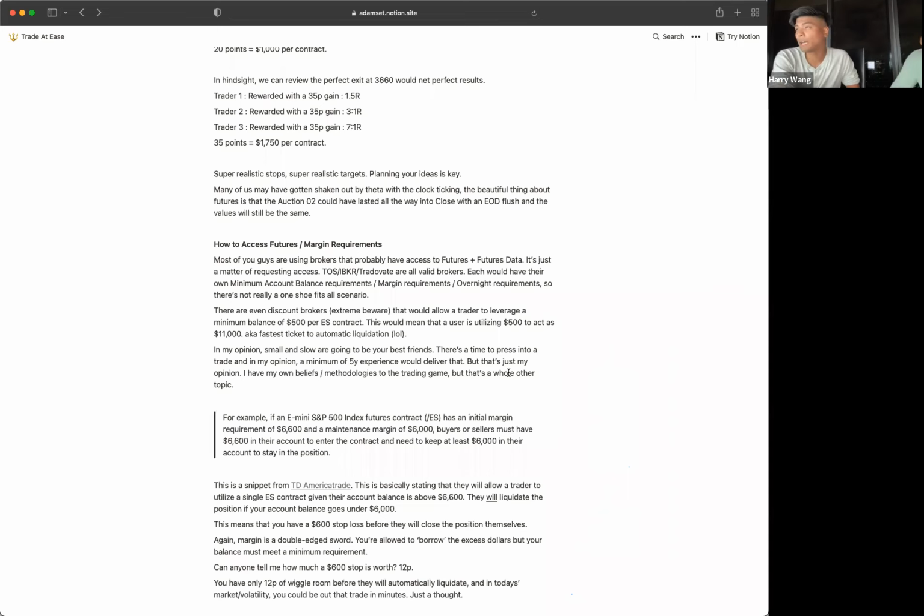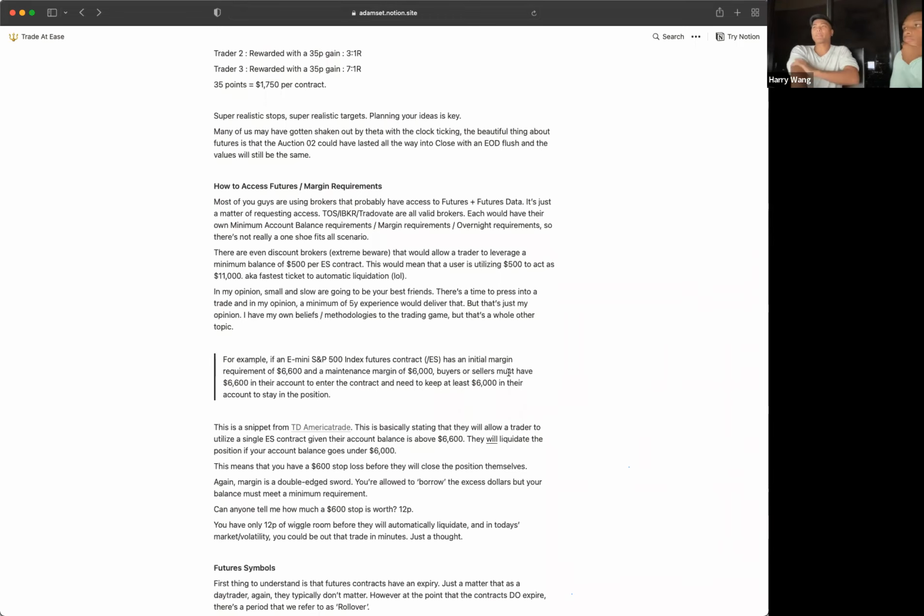Okay, so how to access futures and the margin requirements. Most of you are using brokers that probably have access to futures and futures data. It's just a matter of requesting it. Thinkorswim, Interactive Brokers, TradeAtEase, they're all valid brokers. Each would have their own minimum account balance requirements, margin requirements, and overnight requirements. So there's not really a one-shoe-fits-all scenario.